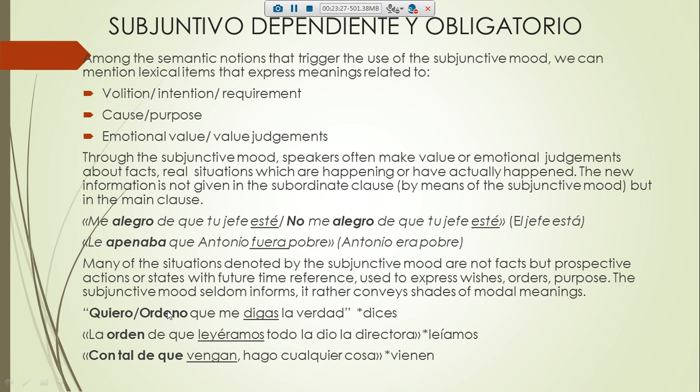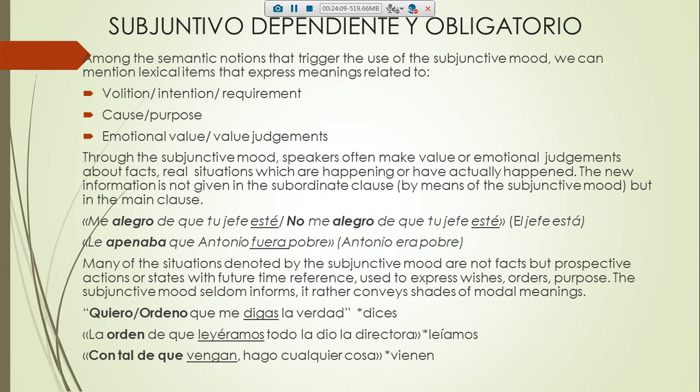Quiero, ordeno, in indicative mood, que me digas la verdad. You cannot say, quiero, ordeno, que me dices la verdad. So the use of the subjunctive mood is compulsory, obligatorio. La orden, this time the trigger is a noun, de que leyéramos todo, la dio la directora. You could not say, la orden de que leíamos. Con tal de que, perdón, locución prepositiva, or complex prepositional phrase, triggers the use of the subjunctive mood. Con tal de que vengan, hago cualquier cosa. It would be ungrammatical to say, con tal de que vienen.